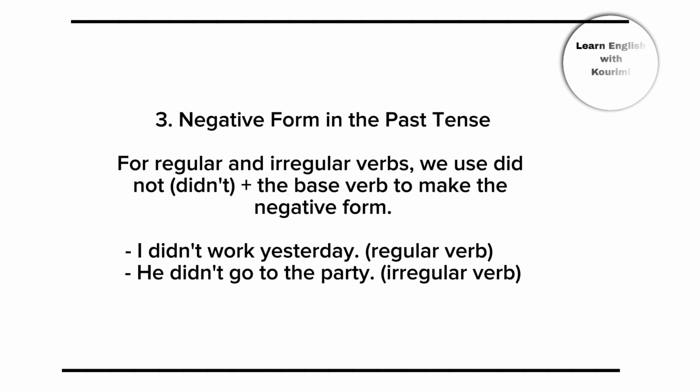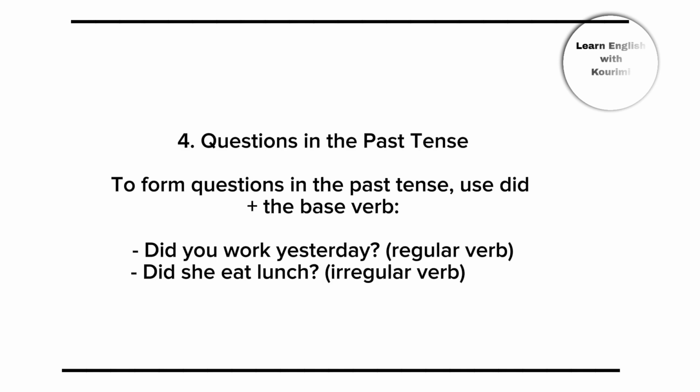3. Negative form in the past tense. For regular and irregular verbs, we use did not, didn't, plus the base verb to make the negative form. I didn't work yesterday. Regular verb. He didn't go to the party. Irregular verb.